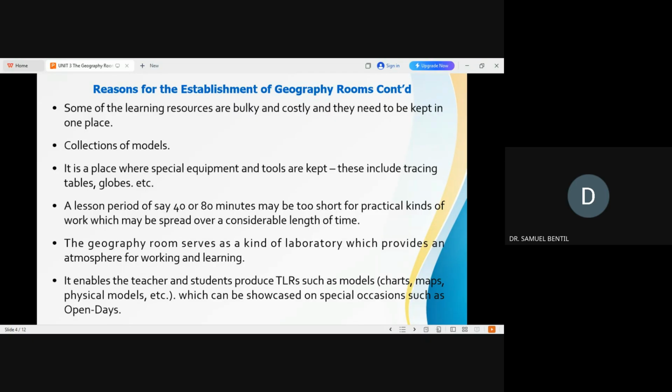And this collection of models could be works that students have done, like globes, map works that they have done themselves, charts, and other physical models that they have made by themselves. These can be kept in the geography room because they cannot keep these things in their classroom. As I said, the classroom is just for two-hour instruction. Another teacher is coming through and through, and the bookshop too is not the place.